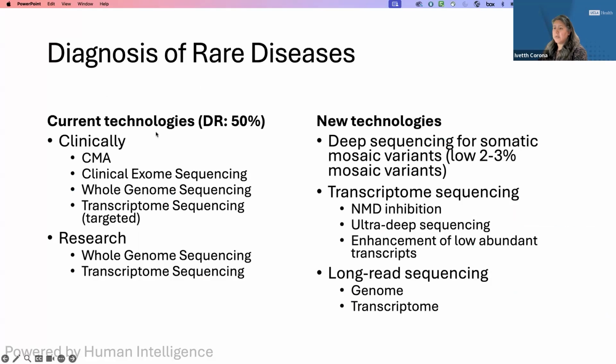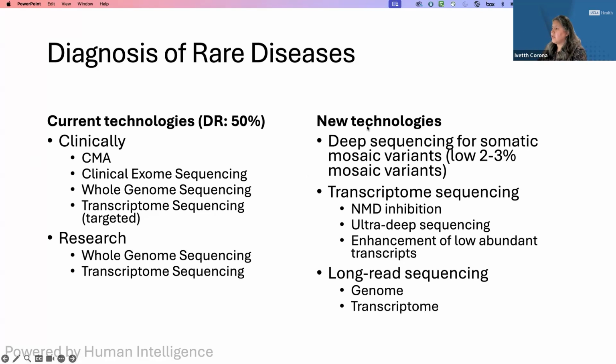Continuing with this conversation, the current technologies have a diagnosis rate of 50%. What is done clinically is all of that I mentioned before, including transcriptome sequencing, but most of the time it is targeted transcriptome sequencing. Maybe you already have a variant that you identified through whole genome sequencing, but it's predicted to alter the splicing, for example, and then you do targeted transcriptome sequencing for that specific gene. But in research, we do whole genome sequencing with transcriptome sequencing for all the genes.